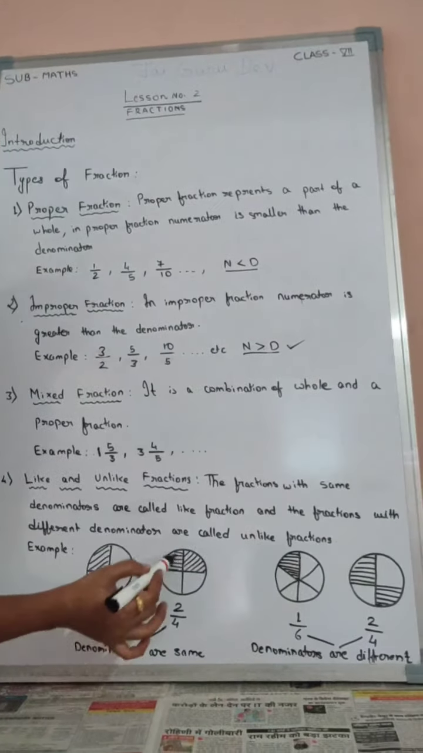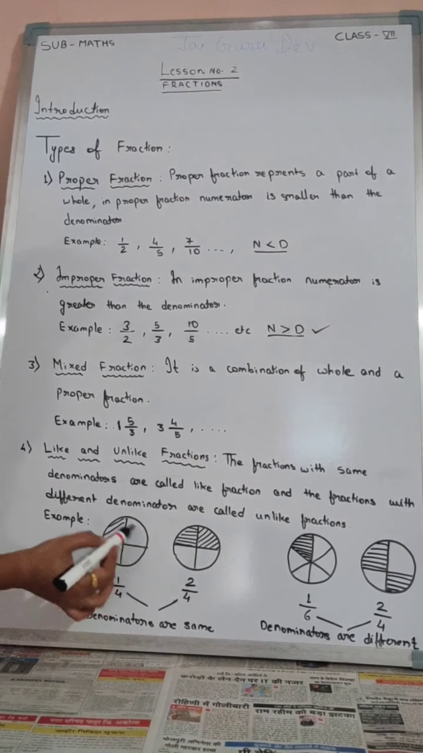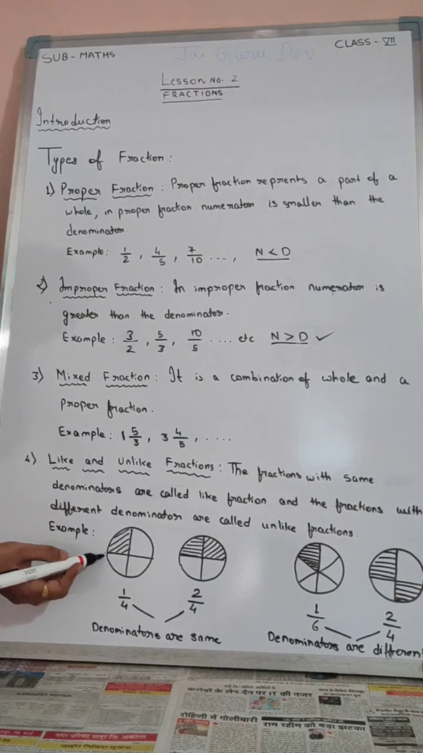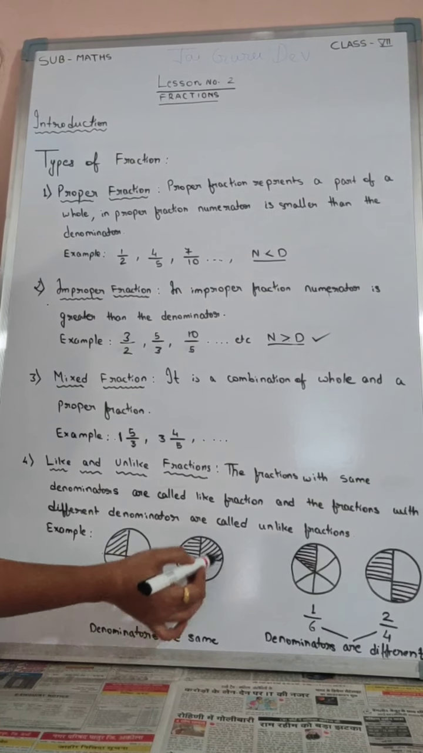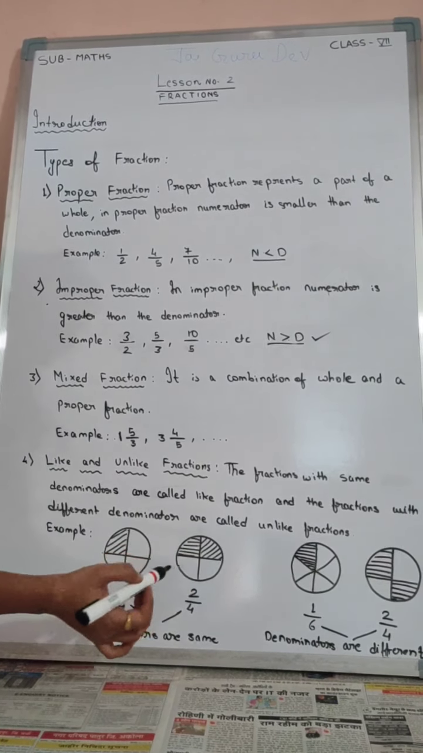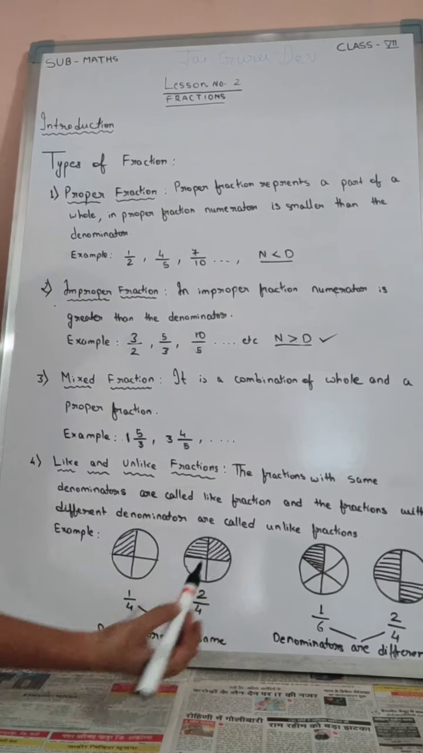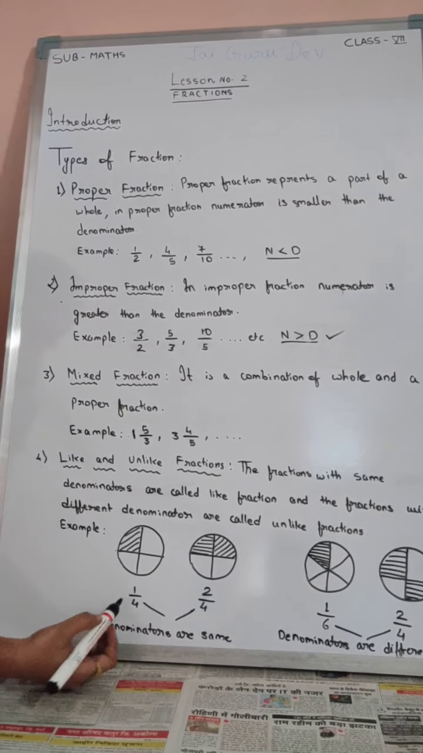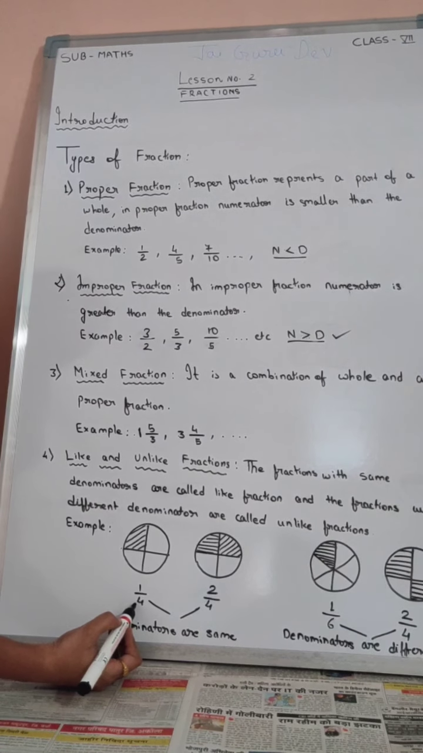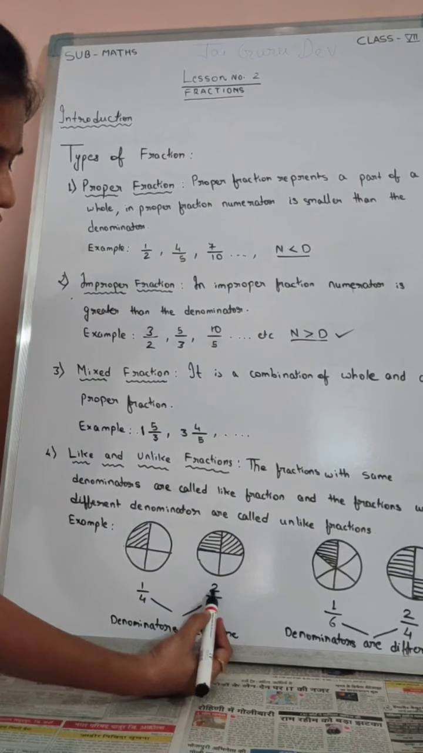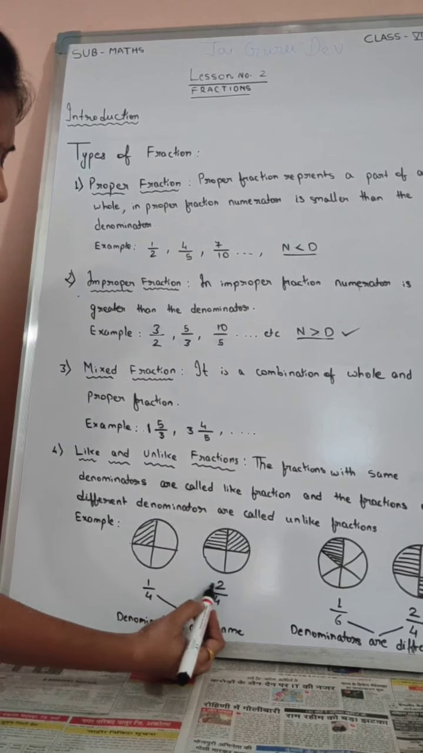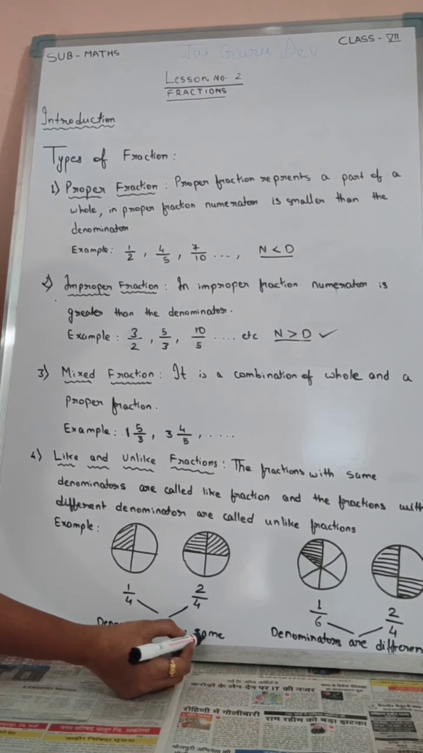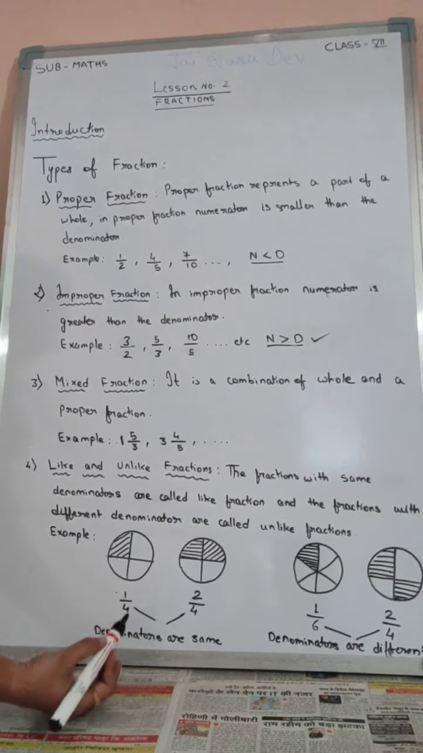Here I have drawn two circles, in which in the first circle, out of 4 parts, one portion is shaded. In the second circle, the same parts are divided, that is 4 parts, out of which 2 parts are shaded. So here the denominator is the same. For the first circle we can write the fraction 1 by 4, and for the second circle the fraction is 2 by 4. Here the numerators are different but the denominators are the same, and if the denominators are the same, then we can say these two are like fractions.